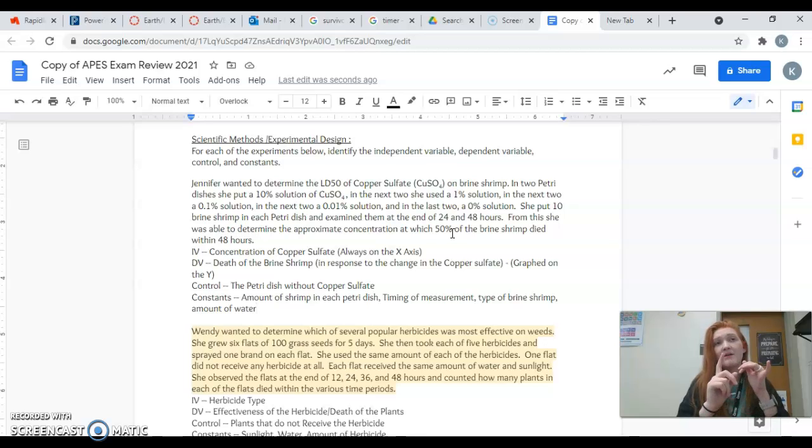Okay, control is the conditions without the experimental variable. So like in this example, no copper sulfate added, and then constants are just things that remain the same. And you can find multiple constants in any experiment. If you guys are asked to list constants, if they don't give you a specified amount they want, I would say list at least 3. Okay? All right. I think that's it.